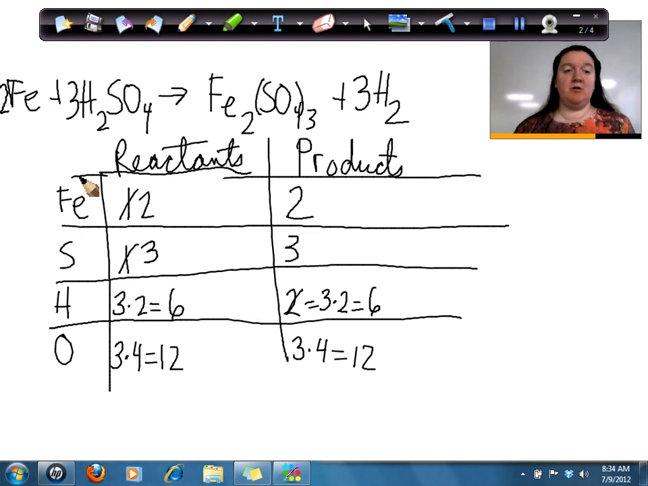We had to change the coefficient in front of the iron to a 2. The H2SO4 needed a 3. The Fe2(SO4)3 stayed with 1, and then you had to have 3 in front of the H2. We're going to save this particular section and move to the next.